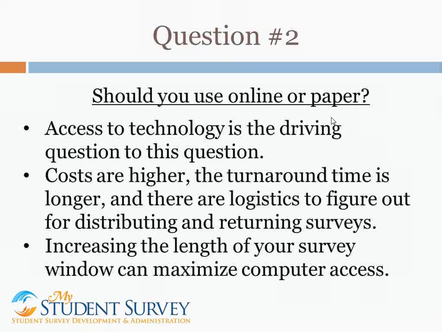So the second question I want to go through is the idea of using online or paper surveys. Obviously, the biggest factor in this is access to technology. There's huge variance, where some schools have a 1-to-1 computer ratio and some have one computer lab. With paper surveys, the costs are higher, the turnaround time is longer, and there's additional logistics to figure out for distributing and returning the survey. Having said that, if there's going to be a higher burden on schools trying to use a limited amount of technology, the paper route may make the most sense.